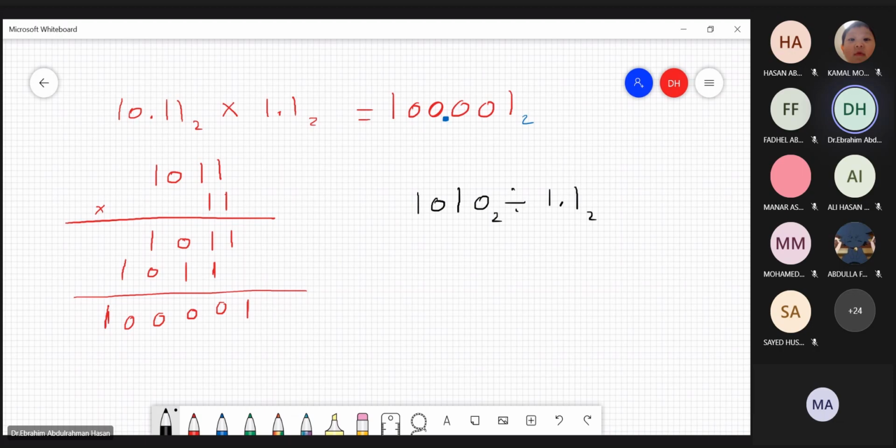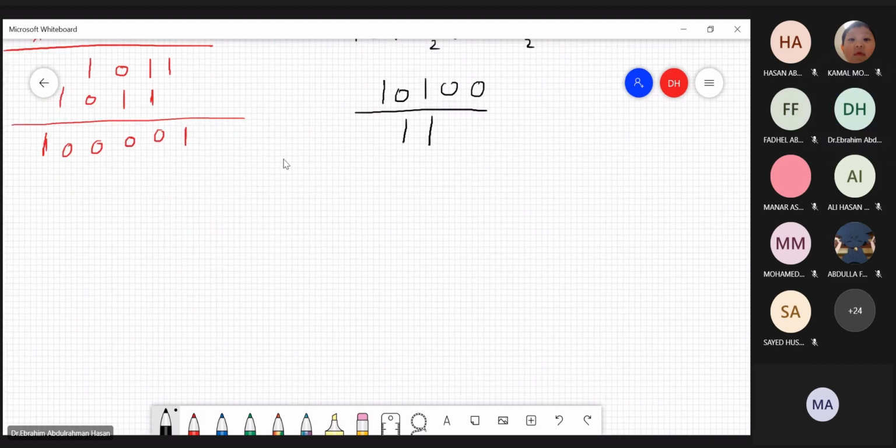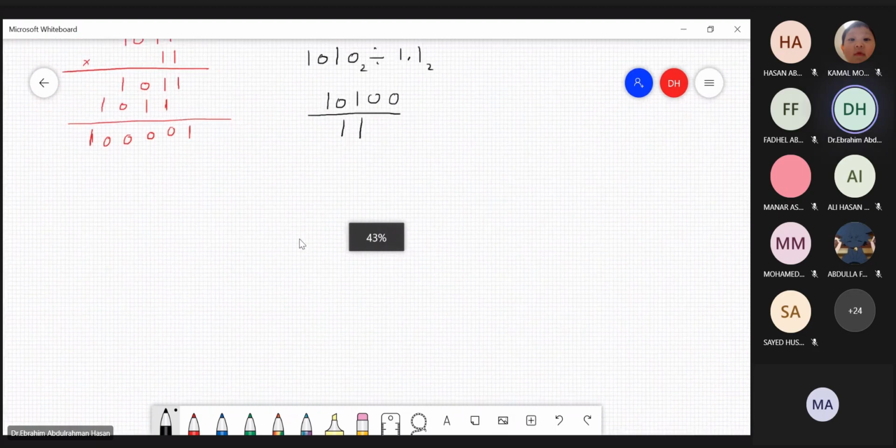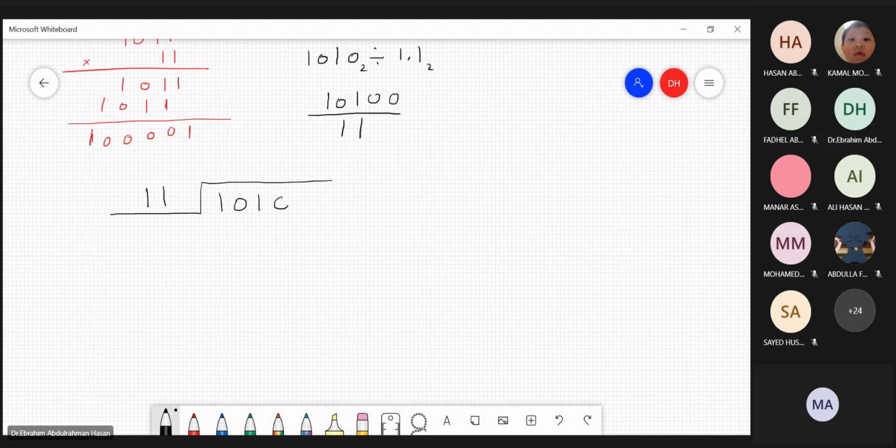Again, I want to do long division, but in binary. So this one is similar to 1010 divided by 11. Remove the decimal point from the denominator and put a 0 in the numerator. This is the same thing. So let me do long division here. One zero one zero zero.